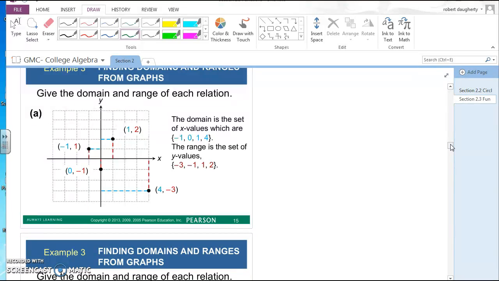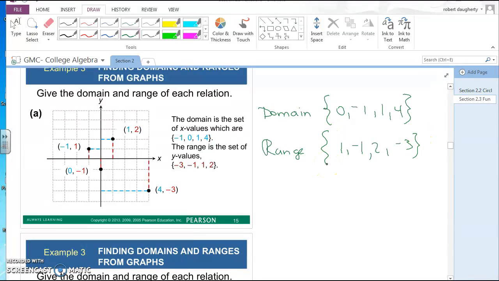Okay, and I'm asked to determine the domain and the range. Well, the domain is the set of all x values. So the domain, if I look at all the x coordinates, I've got 0, -1, 1, and 4. Those are all the x values. The range is going to be all the y values. That's 1, -1, 2, and -3. Okay. So that's the domain and the range. Is this a function? Yes, it is a function, because when I look at all the x values here, I don't see any repeated x values. So for every x value, I'm only getting one value. So this is a function.